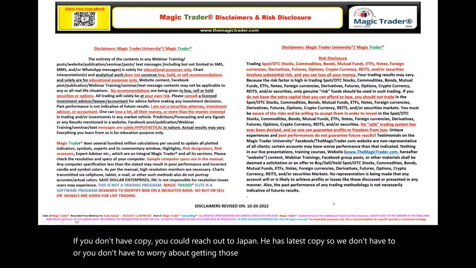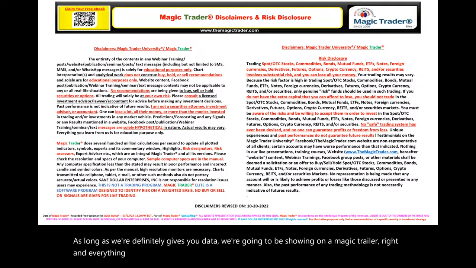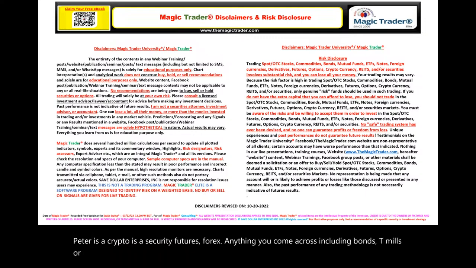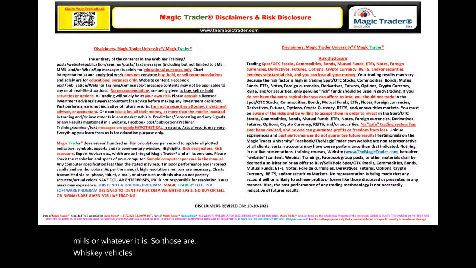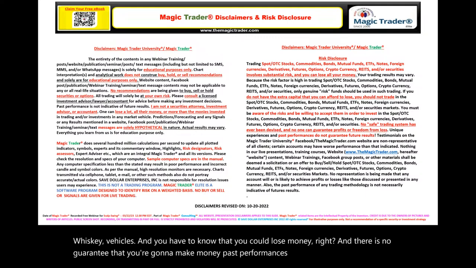So anyway, risk disclosure. Everything we do in trading is risky. As long as Refinitiv gives you data, we're going to be showing it on Magic Trader. And everything you trade, whether it's crypto, securities, futures, forex, anything you come across, including bonds, T-bills, or whatever it is, those are risky vehicles, and you have to know that you could lose money. There is no guarantee that you're going to make money. Past performance is not indicative of future results.